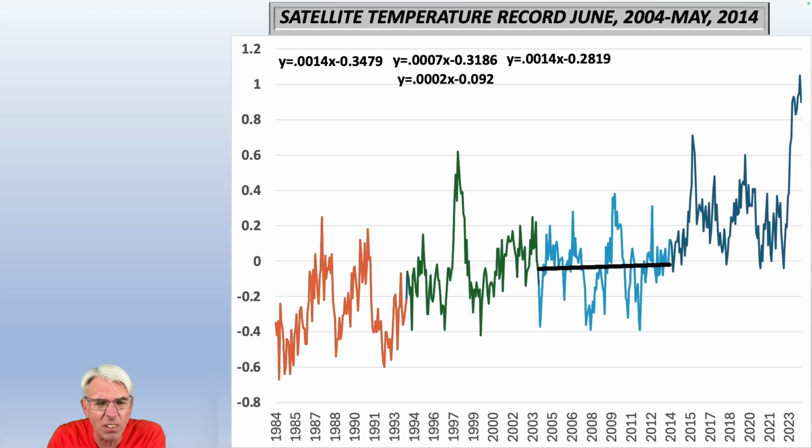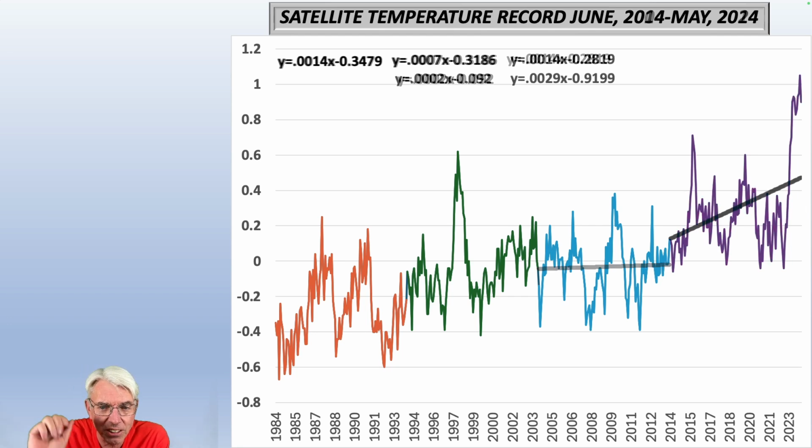Now, let's go to the third 10-year period. Almost no change at all. The slope is 0.0002, okay? So we go from not so much of a slope to a bigger slope to no slope. And then the last 10-year period, the slope is huge, 0.0029. Now, in all fairness, the reason that that slope is so big is that we just had a strong El Nino, okay? And that's why you see this spike out in here.